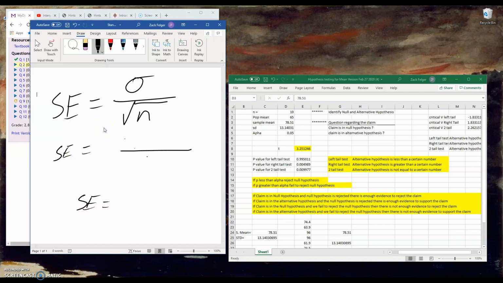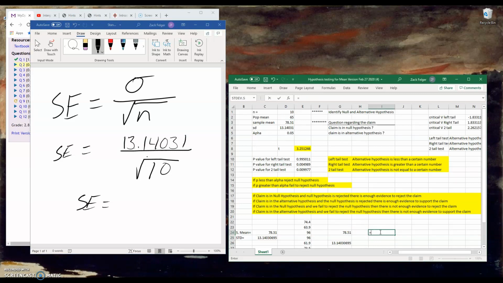we are given a standard deviation of 13.14031, and then our sample size was 10, so square root of 10. And doing this on a calculator, 13.14031 divided by the square root of 10. And I'll show you how to calculate that on a spreadsheet.